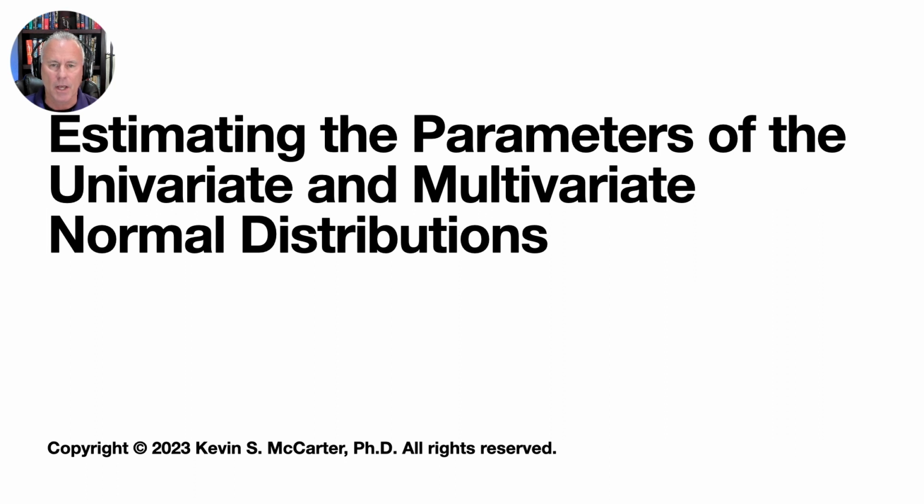In this lecture video, we're going to use the maximum likelihood principle to derive estimators for normal distributions. We're going to do this for the univariate normal distribution as well as for the multivariate normal distribution. We'll begin by deriving estimators for the two parameters in the univariate normal distribution, the mean and the variance.